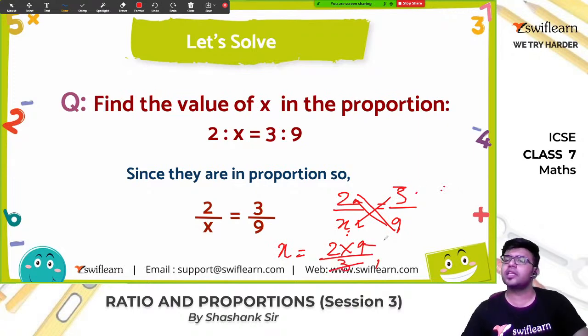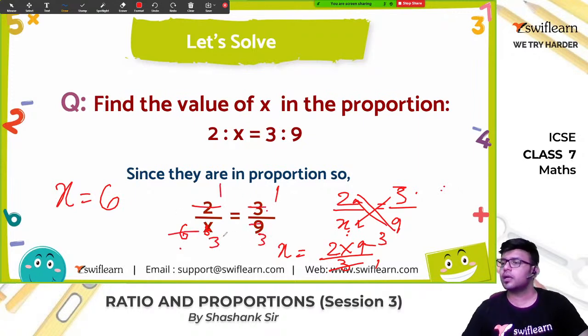3 1 ja 3, 3 3 ja 9, 2 times 3 is 6. How much is the value of x? x is equal to 6. Now देखो यहाँ पे 2 by 6 and 3 by 9. 2 1 ja 2, 2 3 ja 6, 3 1 ja 3, 3 3 ja 9. So yes, x is equal to 6 is the right answer.